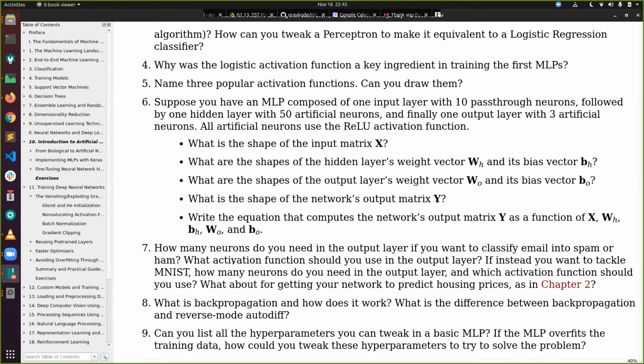You want to go for it? Yeah, I think if you just want spam or ham, it's just one output neuron, and the activation function is a logistic. If instead you want to tackle MNIST, you need 10 neurons and then a softmax. And you just need 1 for the regression with no activation.